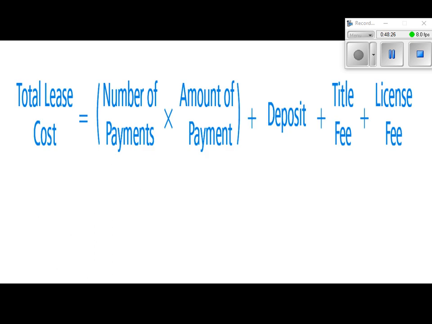Not a real hard formula this time. It looks hard, but it's not really all that difficult. Your total lease cost is the number of payments times the amount of each payment. So however many payments you're making times the amount of each payment, plus the deposit, plus the title fee, plus the license fee.